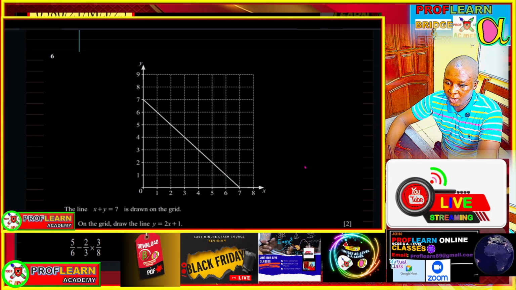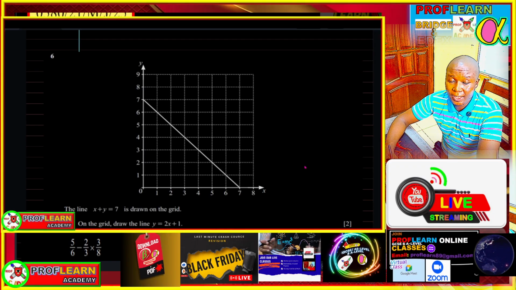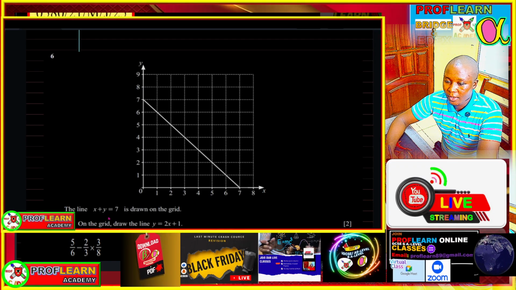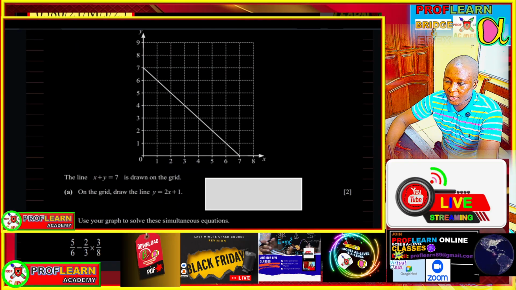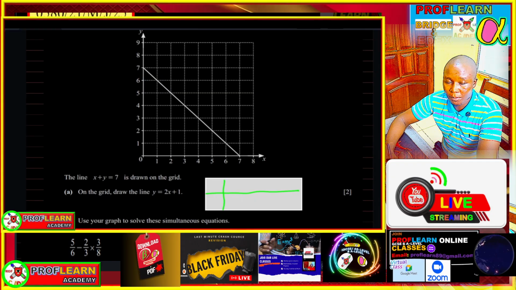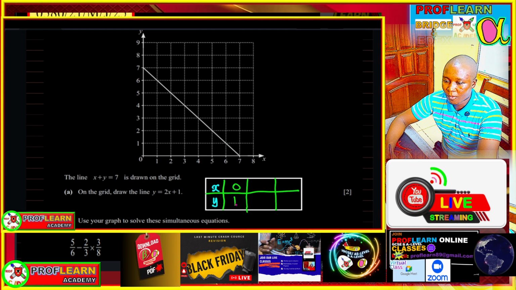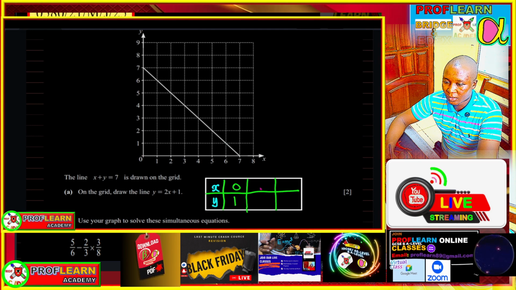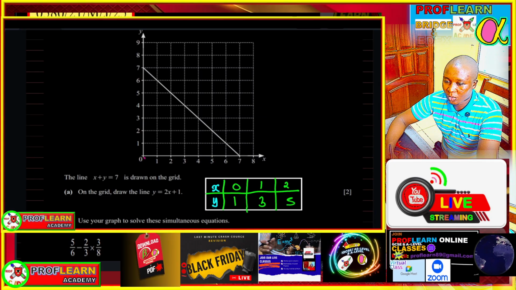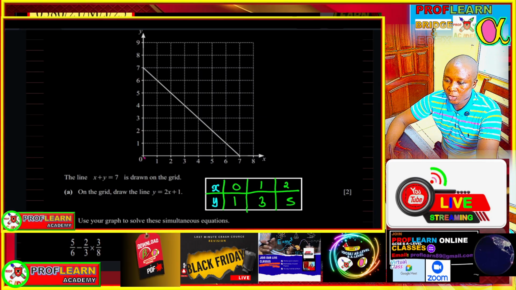Question 6, we are supposed to draw on the grid the line y = 2x + 1. We add another line, y = x + 1. Then for you to sketch a straight line, what you need to do is to come up with table values x and y. So meaning that if x is 0, y is going to be what? This is going to be 1. If x is 1, it will be 2 times 1 plus 1, which is 3. And when x is 2, that's going to be 5. Then we can plot those points.